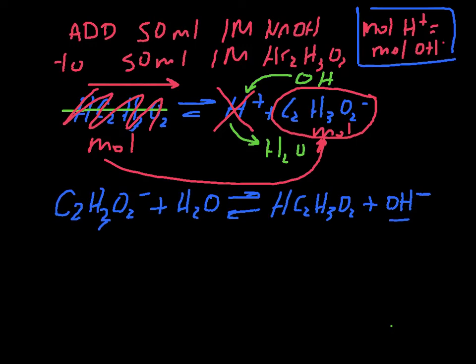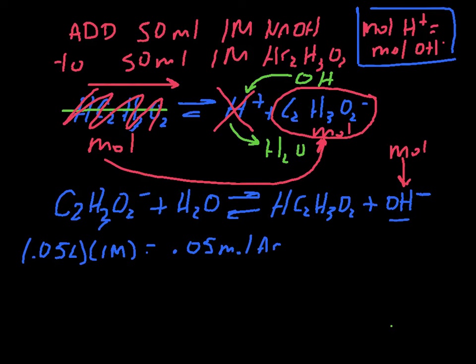Well, there's lots of ways to do it, but I'm going to find the number of moles of this, because that's what I need. And then with the moles, I'll find the new volume. If I had 50 milliliters or 0.05 liters, of a 1 molar solution of acid in the first place, that means I have 0.05 moles of the acid, HC2H3O2. That's how much I start out with.